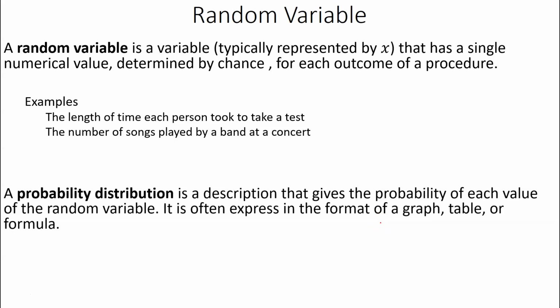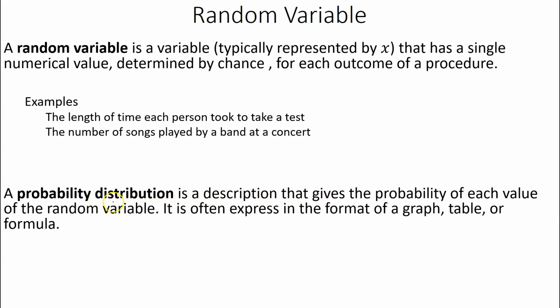A probability distribution is then giving some description of the probability of each of those random variables. But going back to the band, let's say there's 300 bands and 12 of them played 15 songs. Well then you'd have 12 out of 300 as the probability determined by chance of that occurring. So that's kind of what we're talking about here.